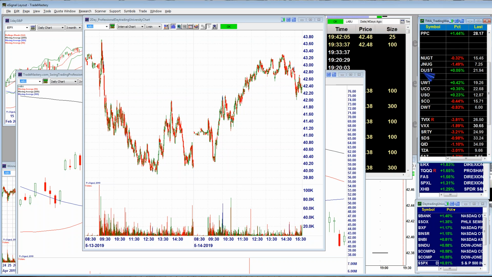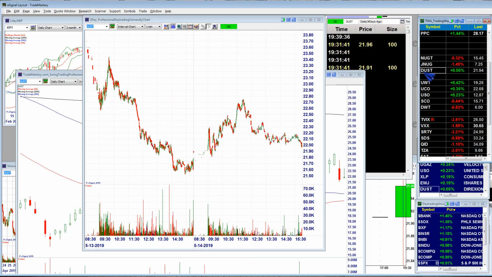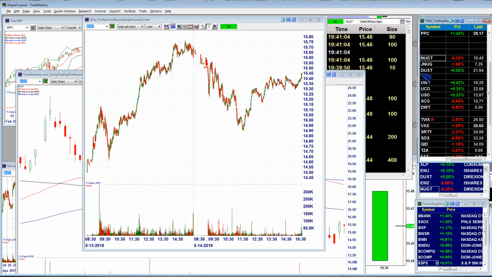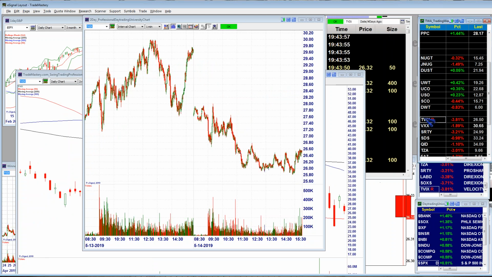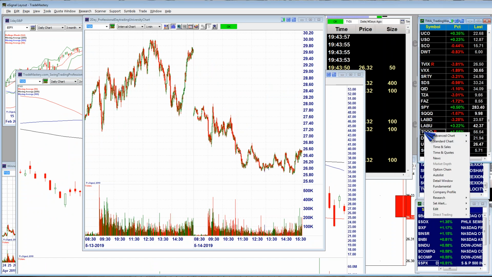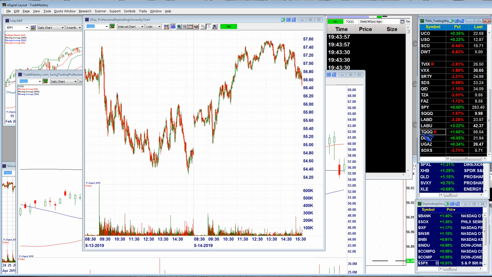Here is DUST. It's kind of sideways, not doing much. And there's NUGT, the exact opposite. There's TVIX versus TQQQ. And what's fascinating is that there is a defined edge there.